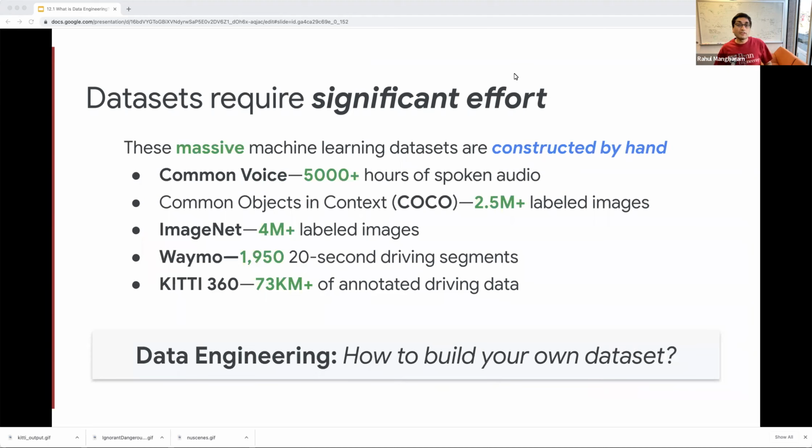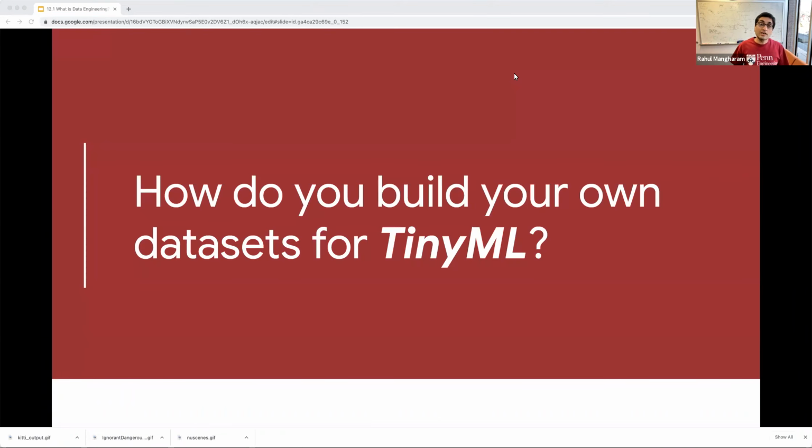Again, as a summary here, look at the scale of this data, right? Common Voice, for spoken audio, has over 5,000 hours of speech data, which is huge. Common Objects, ImageNet, Waymo, all of these data sets are huge. So what is involved in building these data sets? How would you go about building your own data set? How big should the data set be? That is a question in itself, because the wisdom generally is that more data is always better. So let's start to understand a little bit about how you would build your own data sets for TinyML.